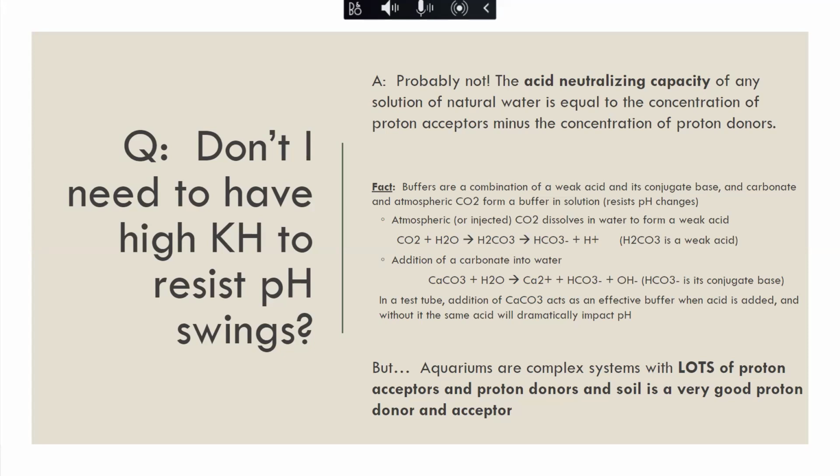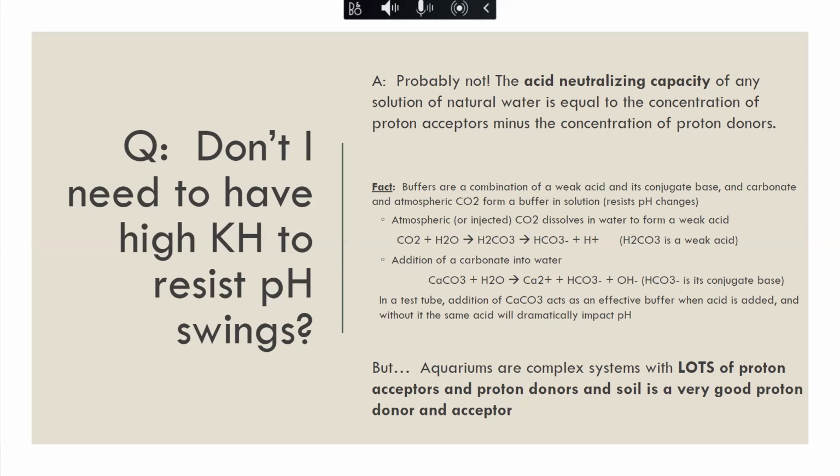A buffer is a combination of a weak acid and its conjugate base, and of course carbonate and atmospheric CO2 form a buffer in solution to resist pH changes. And what does that mean? Okay, so atmospheric or injected CO2, if you have a CO2 injected tank, dissolves in water to form a weak acid, right? And that acid is H2CO3. As you can see from the formula there, it's dissolving in water, which is a weak acid.